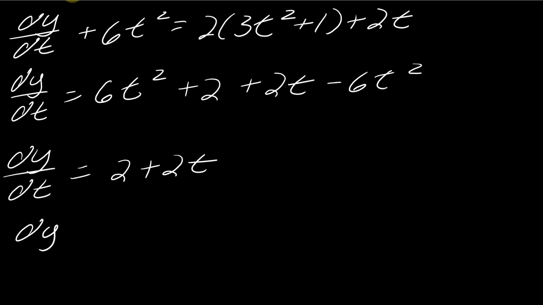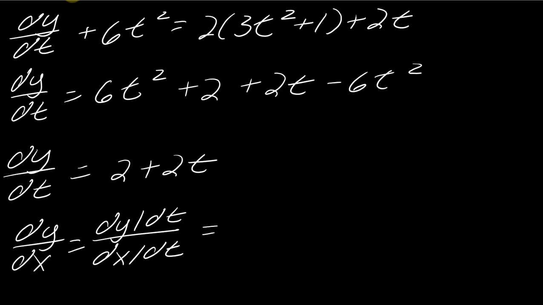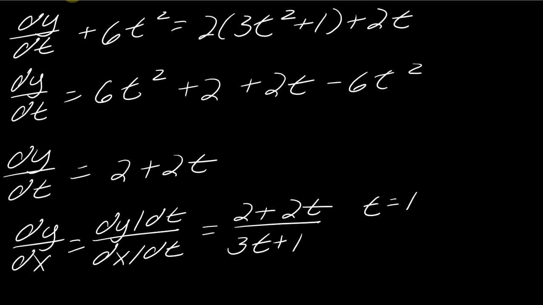Cool. Now I can write my dy/dx. Remember, this is ultimately dy/dt over dx/dt, and now I have both of these pieces. So this is 2 plus 2t over 3t plus 1. Ultimately, I was supposed to find the slope. Let's see, what was it? The slope at t equals 1. To find the slope at a point, I just need to plug in t. If I plug in t equals 1, this becomes 2 plus 2 over 3 plus 1, so that's 4 over 4, which equals 1. That's going to be our slope in this case.